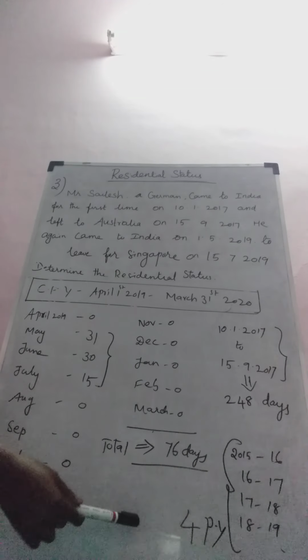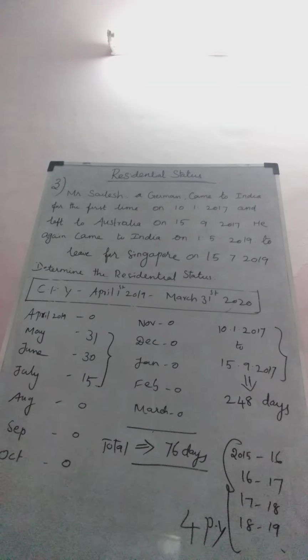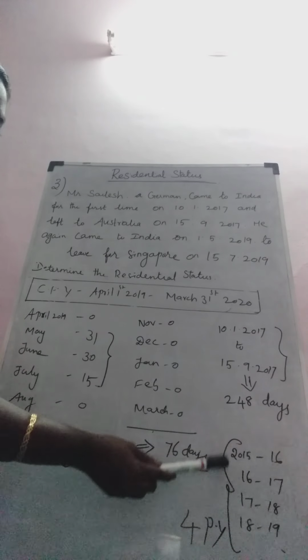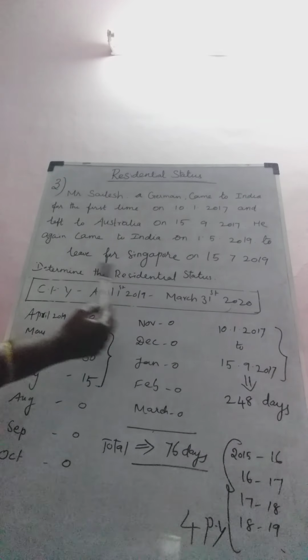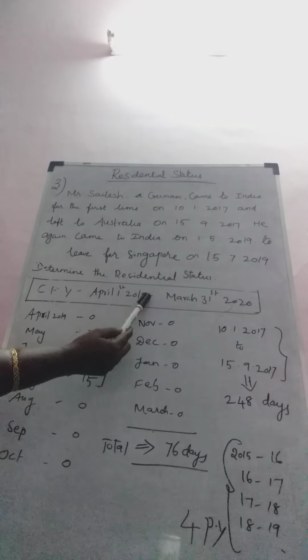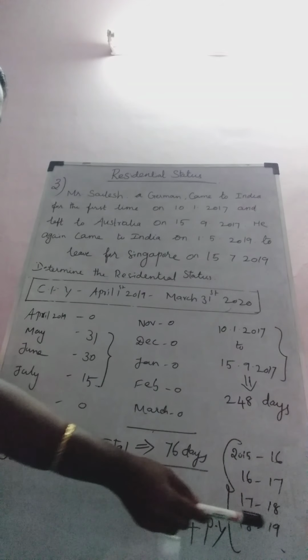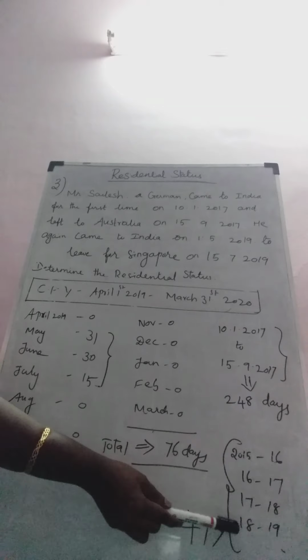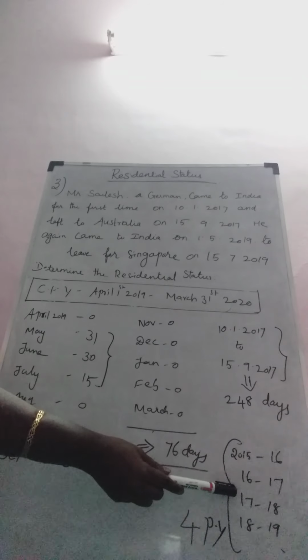Come to the second condition. What is the second basic condition? A stay of at least 60 days or more during the current previous year plus 365 days stay in the 4 previous years which are immediately preceding the current previous year. So what are the 4 previous years immediately preceding the current previous year? 15 to 16, 16 to 17, 17 to 18, 18 to 19. So within these 4 previous years, the total number of days stayed in India.